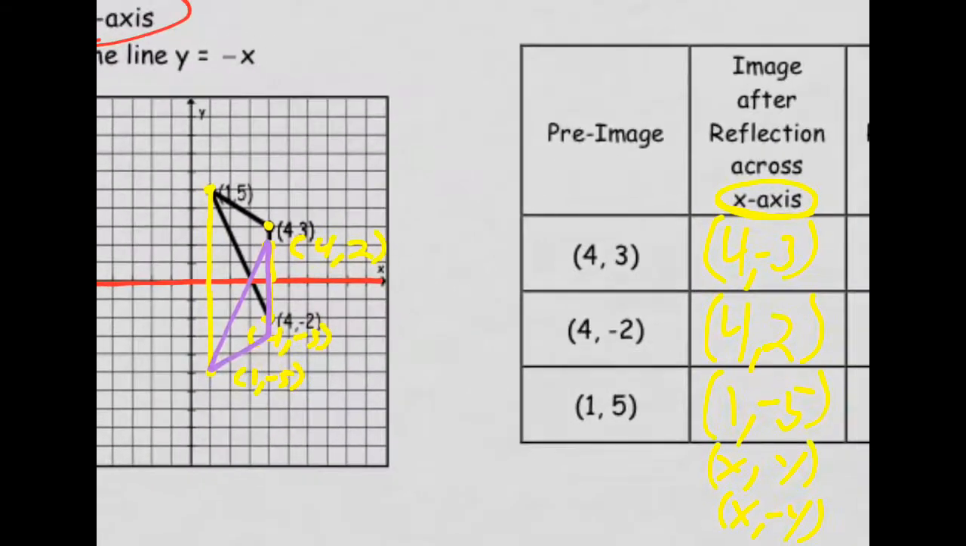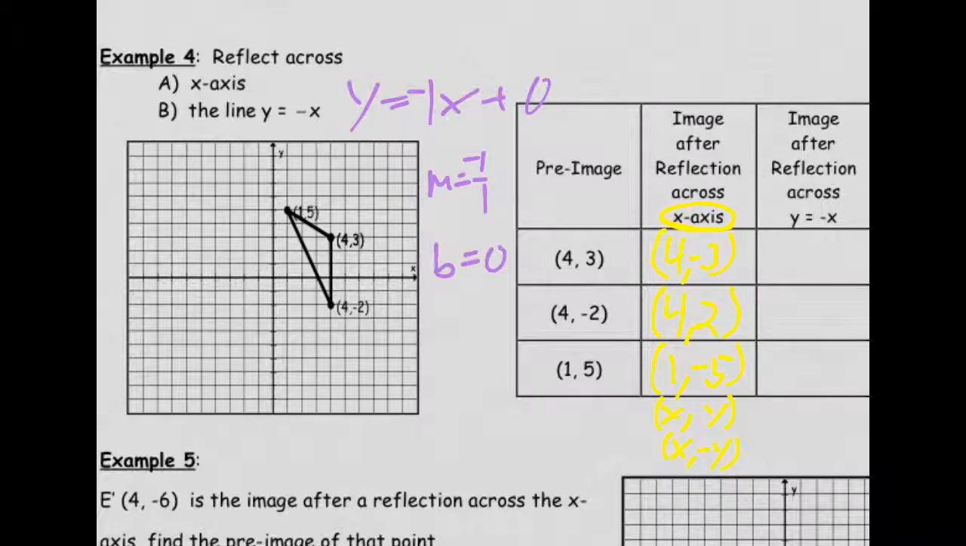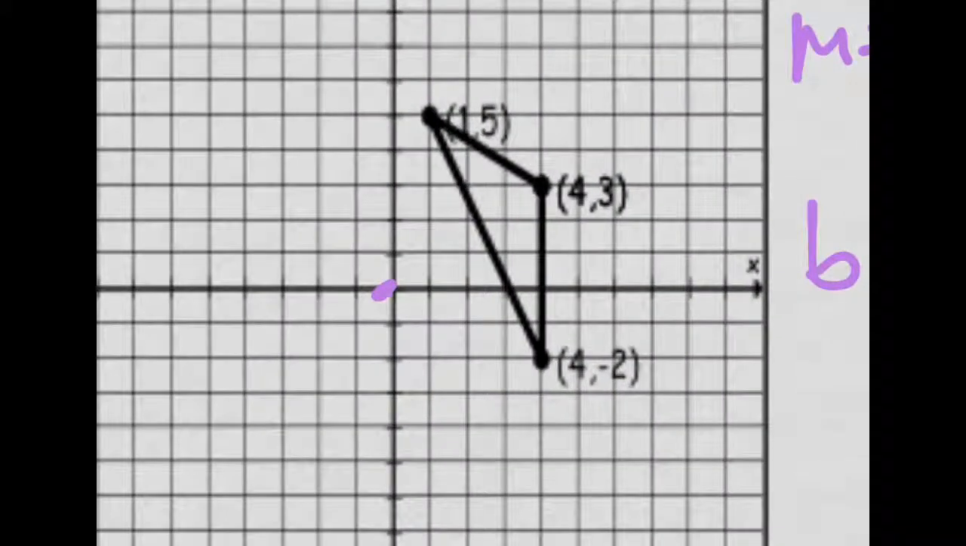Nice catch. Okay, and then they asked me to reflect this across line y equals minus x. So y equals -1x plus 0. My slope is -1 over 1. My y-intercept is 0, so it starts here. And then it goes down 1, back up 1, and so on.